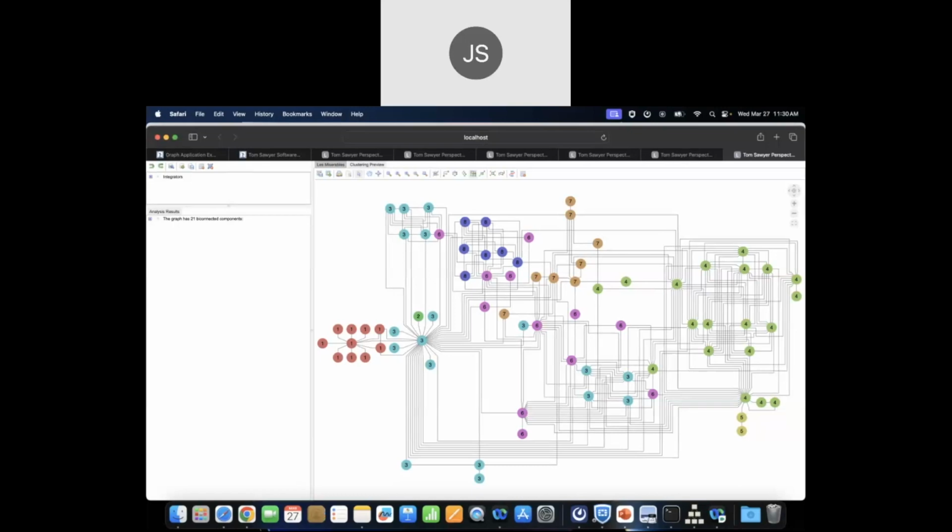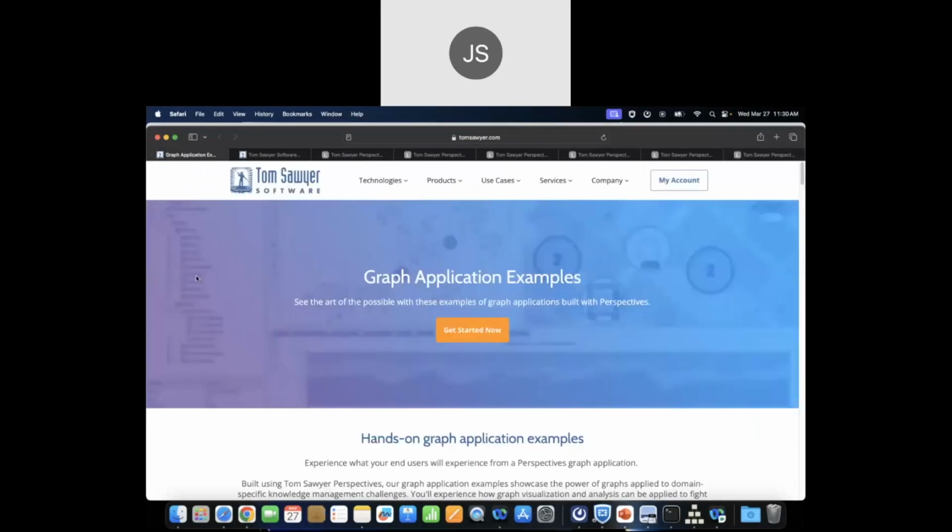So several of these examples that we looked at today are available on our graph application examples page on the tomsawyer.com website. And all of the examples are available in Perspectives, and you can use those either as a customer or you can reach out to us for an evaluation. So we appreciate you joining us today.